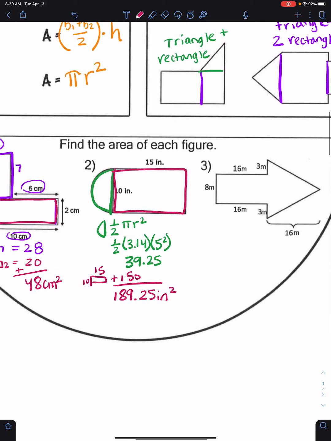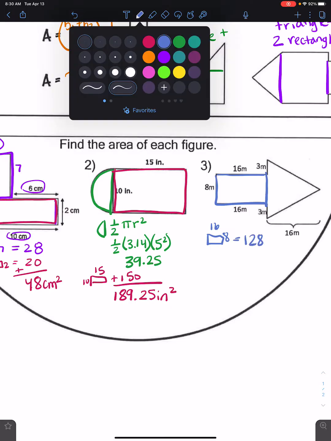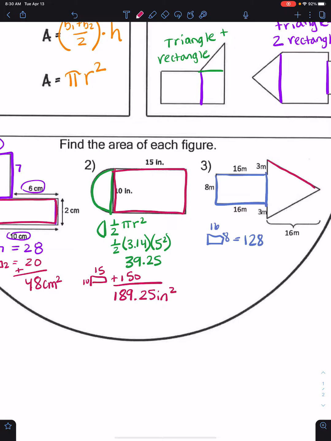For the last shape, I can divide that up into a triangle and a rectangle. The rectangle over here is 16 by 8. That's a terrible sketch of a rectangle, but you know what it is. That's 128. And then in another color, I'll outline the triangle.